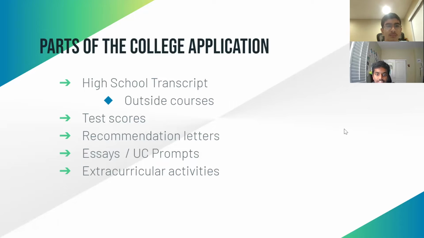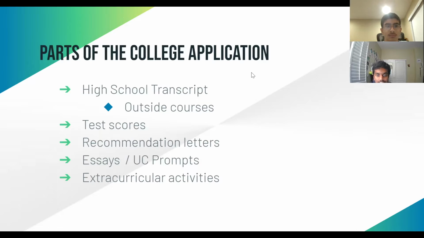First, you need your high school transcript that has all your grades from the past 4 years. Transcripts from outside of school courses, like community colleges, should also be sent to the universities you're applying to. Next, you need to send recommendation letters.